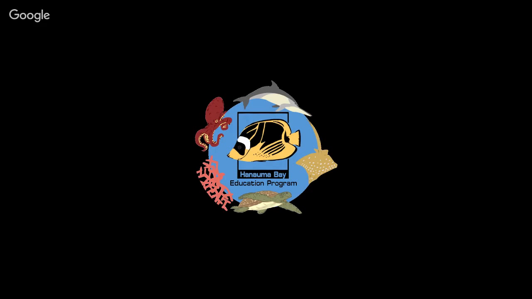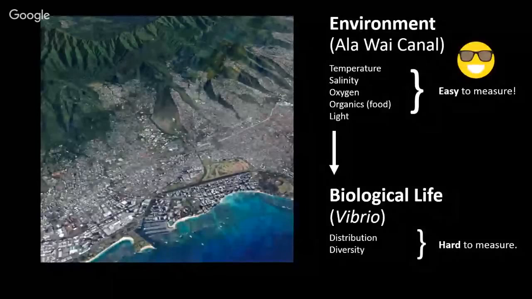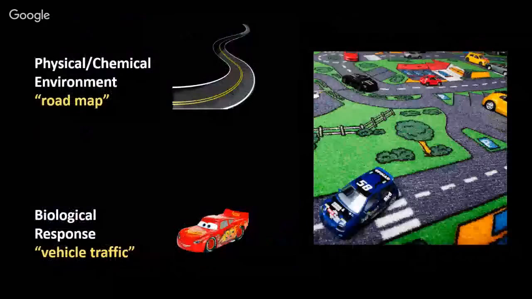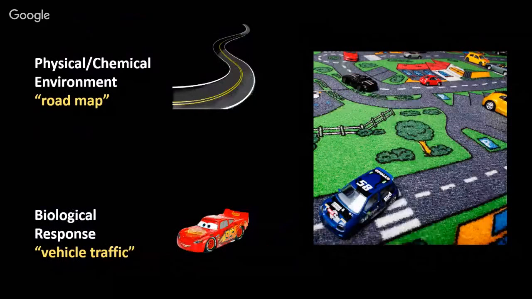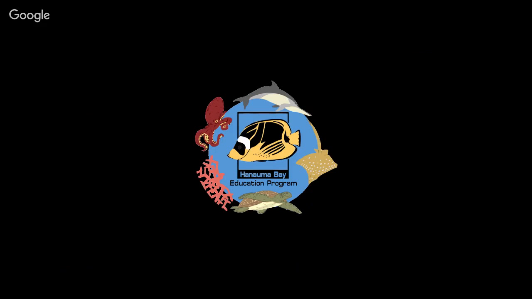Another way to think about that, with an analogy, is that the physical chemical environment is like a roadmap, and the response is road vehicle traffic. Then the model is our best guess of what the rules of the road are. So in creating this predictive model, we have two components, lab experiments and field sampling.